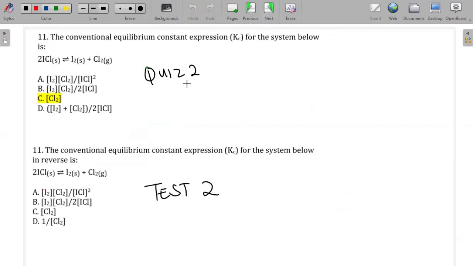Let's look at question 11 now. Question 11, they're saying the conventional equilibrium constant expression Kc for the system below is.